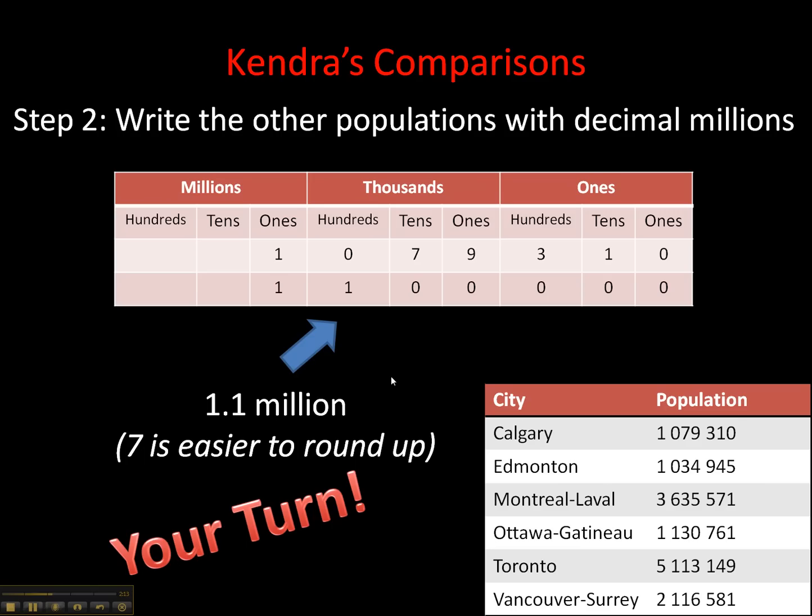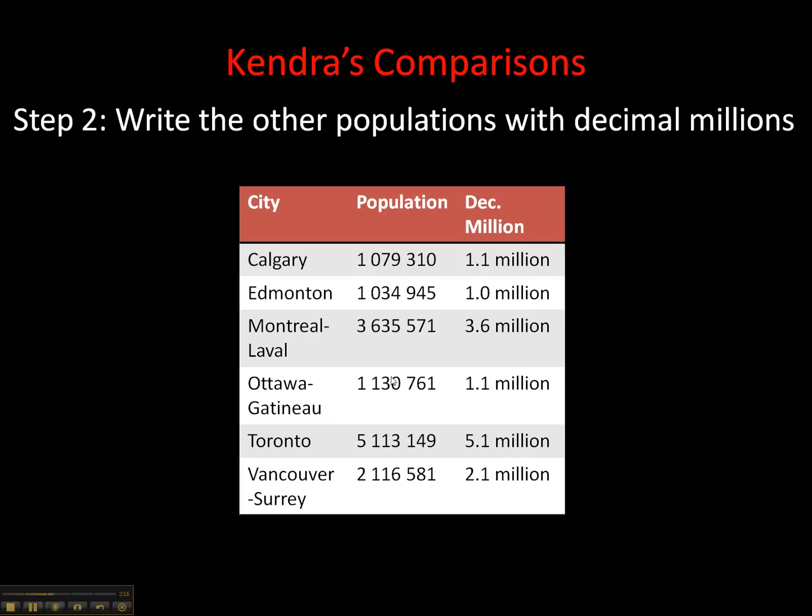Welcome back. Let's talk about your answers. Our population of Calgary, as we know, was 1,079,310, and we got 1.1 million. In Edmonton, it became 1.0 million, or just 1 million. And Montreal-Laval becomes 3.6 million, because that 3 isn't over 5. Ottawa-Gatineau is 1.1 million. Toronto is 5.1 million, and Vancouver-Surrey, of course, as we remember, was 2.1 million.